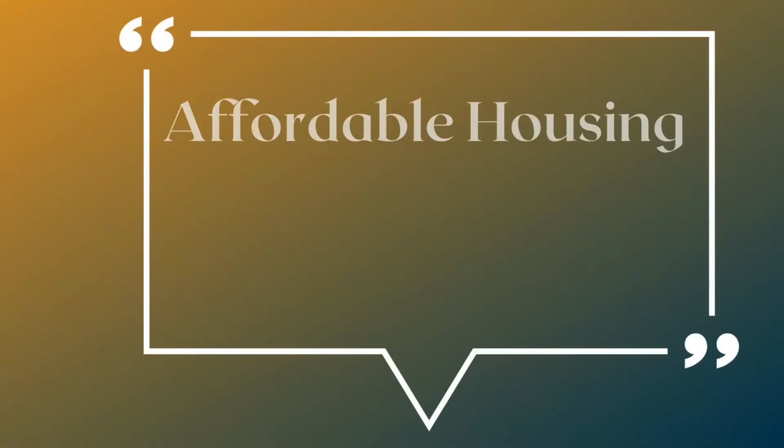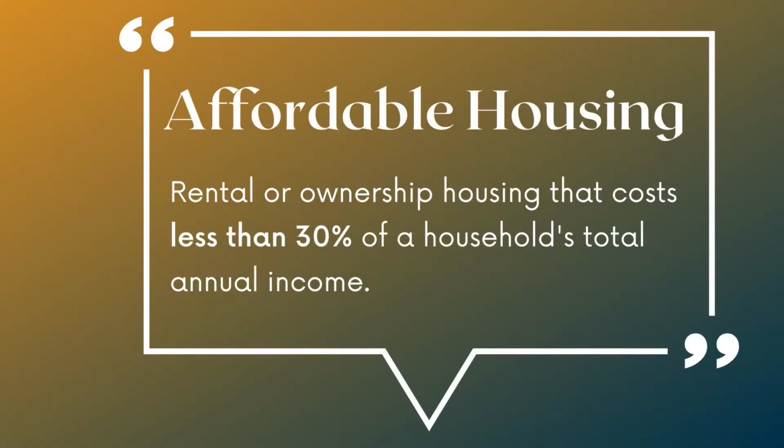In our previous sessions, we provided explanations and economic reasons for the housing crisis. Where a household stands in the housing spectrum is dependent on your economic position and what type of housing you're trying to achieve. But let's start with some definitions that will help clarify types of housing. First one is affordable housing: rental or ownership housing that costs less than 30% of a household's total annual income.